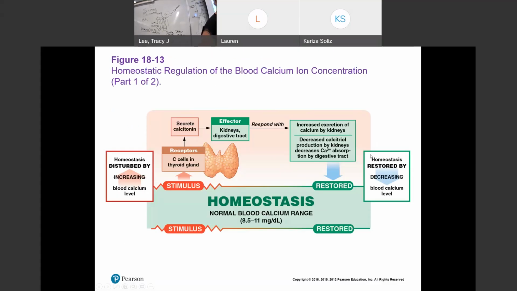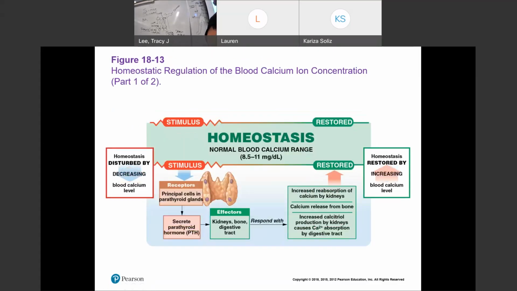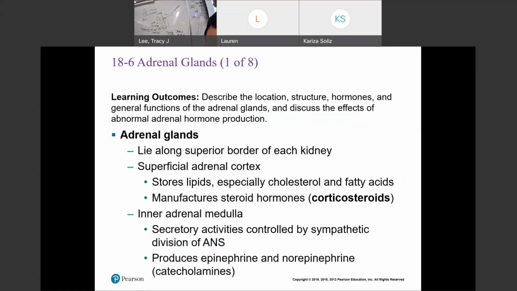And this just shows an example. I'll kind of let you guys walk through that. Do you guys all feel good about calcitonin? All right, and this shows those levels.